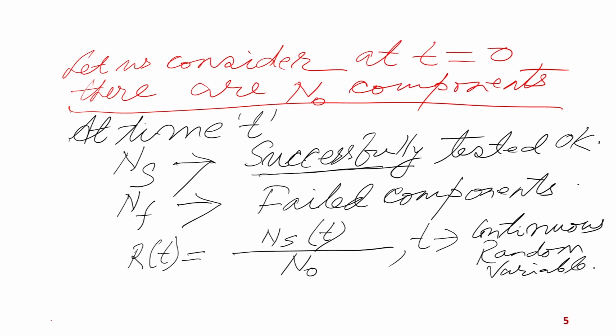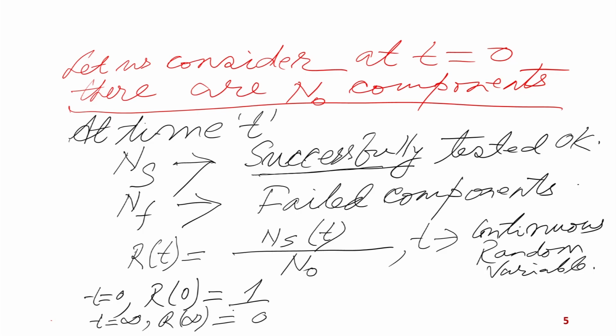Now suppose I consider t equal to 0. R(0) will be equal to 1, because at t equal to 0, ns(t) is equal to n0, and when t is equal to infinity, R of infinity has to be equal to 0. Why? Because no component can perform for infinite period.